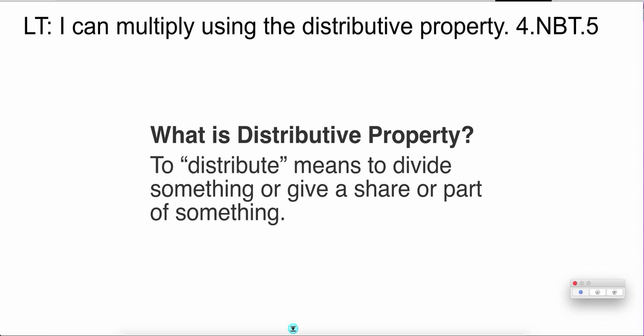Jacobs, and today I will be teaching you how to multiply using the distributive property, which is fourth grade, numbers in base 10, standard number 5. So what is distributive property? To distribute means to divide something or give a share or part of something. So today we're going to learn how to use the distributive property.